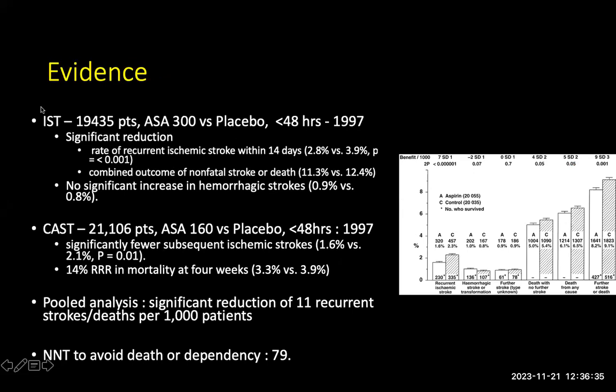The original evidence for aspirin efficacy came way back in 1997 through two large trials, the IST and the Chinese Acute Stroke Trial, wherein a pooled analysis showed a significant reduction of 11 recurrent strokes or deaths per 1,000 patients. So a number needed to treat of about 79. Not the best, but at least something better than nothing. This was the original antiplatelet that we had.